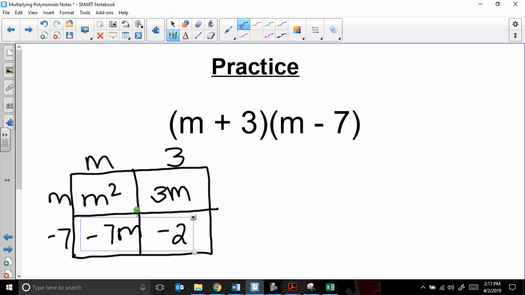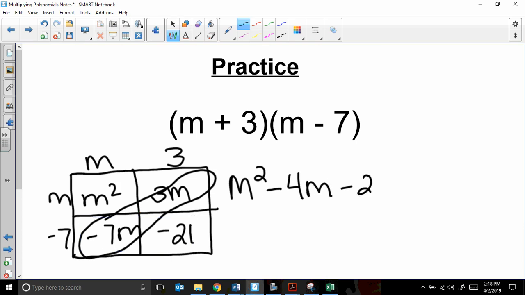What happened to my pen? Negative 21. Good. So now remember on the diagonal, you can combine like terms, bring everything else up. So m squared, so a negative 7m plus 3m gives you a negative 4m minus 21. And so there's your final answer.